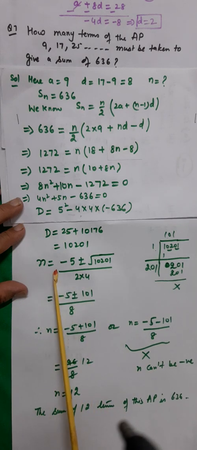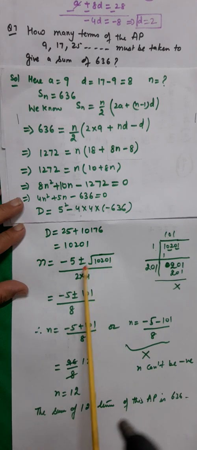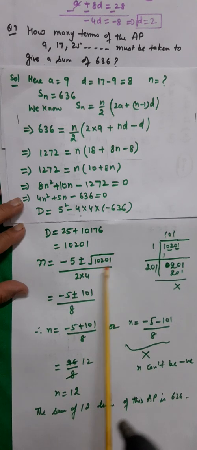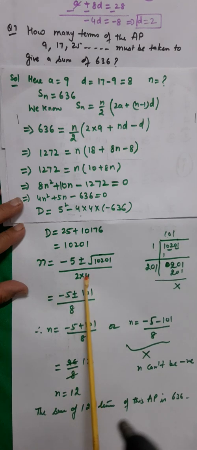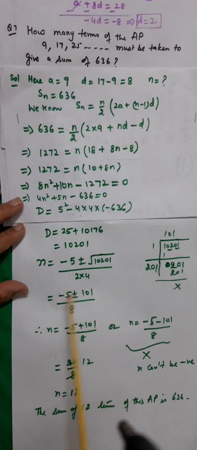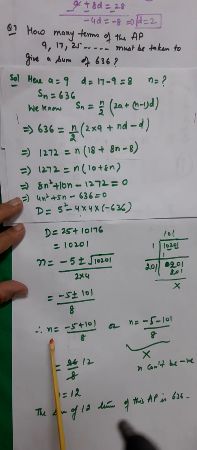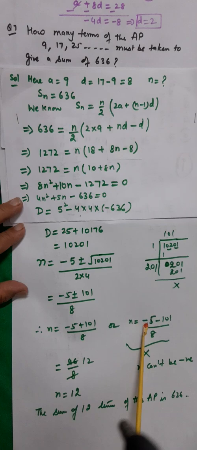Since this is an equation in n, n will be equal to minus b plus minus under the root D, that is 10201, upon 2 into a, that is 2 into 4. So this gives me minus 5 plus minus 101 upon 8. This means two values of n: n is equal to minus 5 plus 101 upon 8, or n is equal to minus 5 minus 101 upon 8.